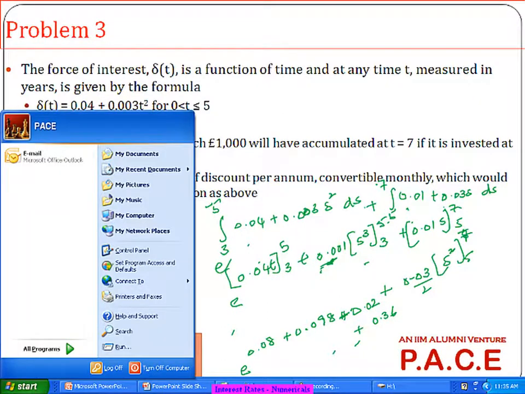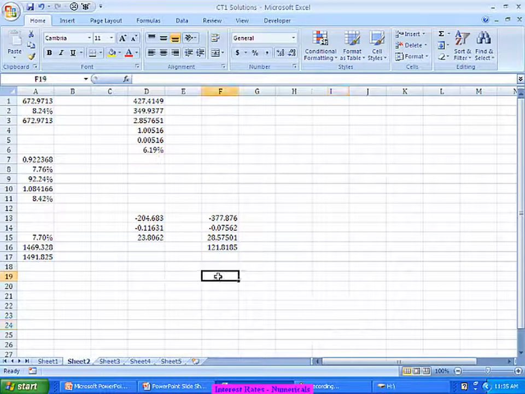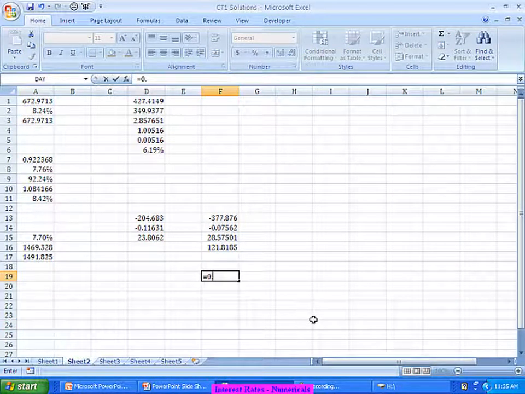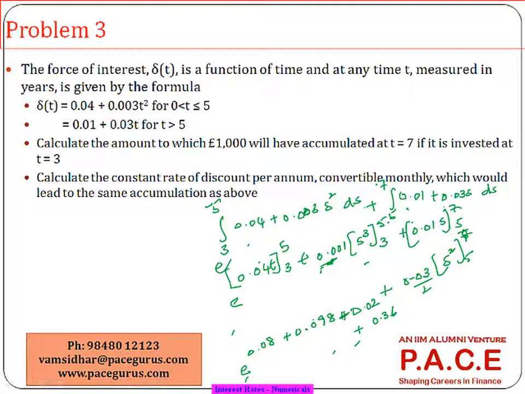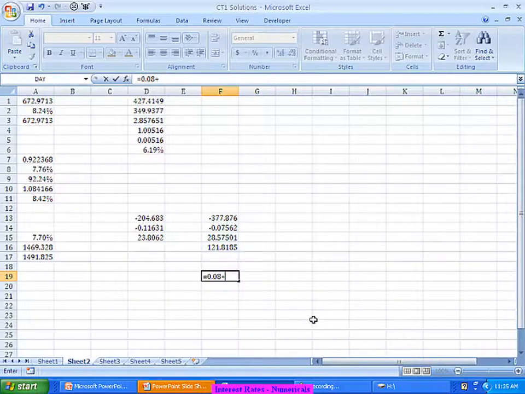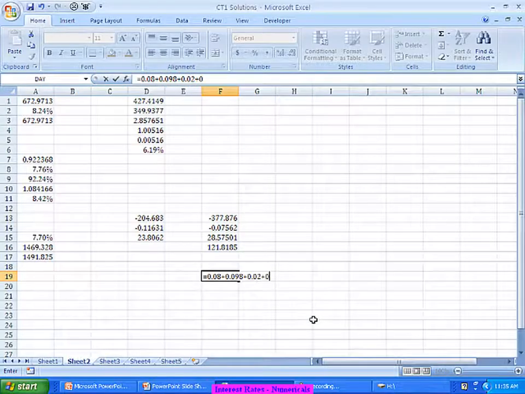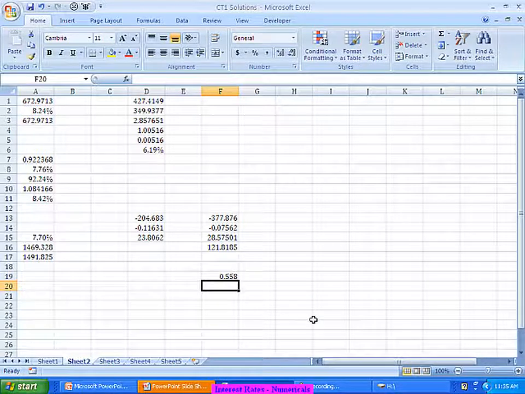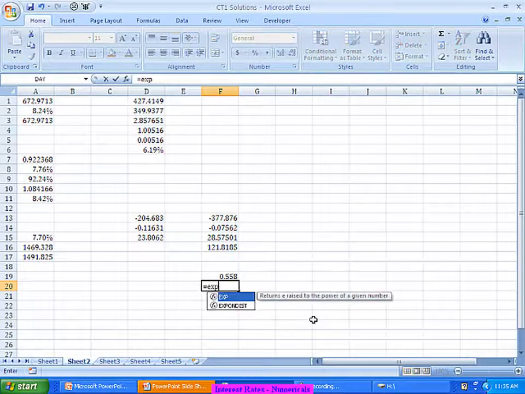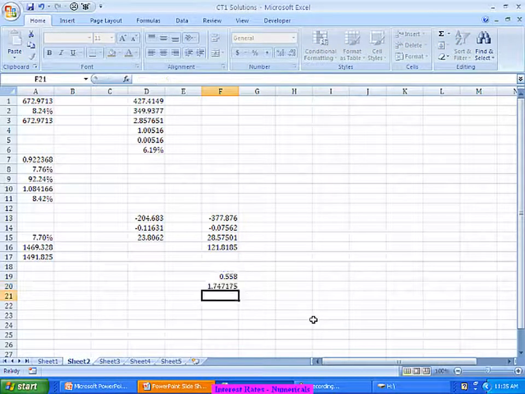0.08, right? You can look at the calculation part. Please don't make any mistakes. 0.08 plus 0.098 plus 0.02 plus 0.36. These are the various numbers that are coming up. So 0.558, and I take the e power of this, which will work out to 1.747.